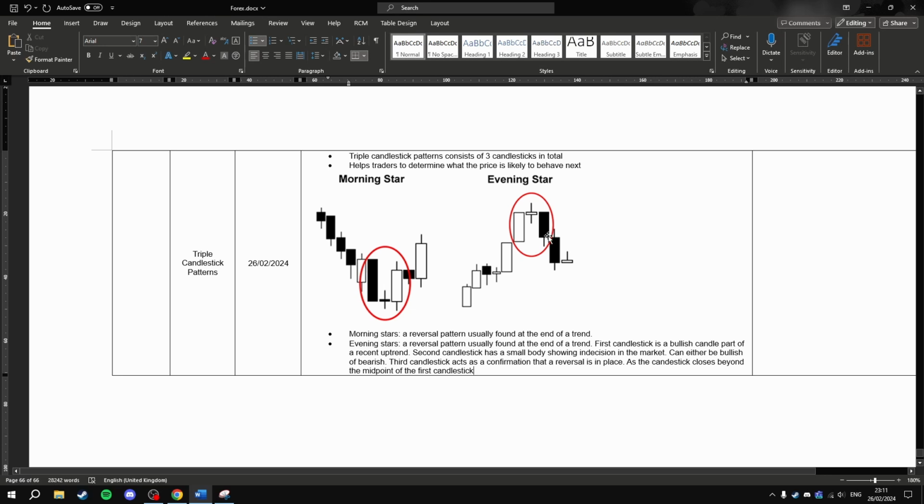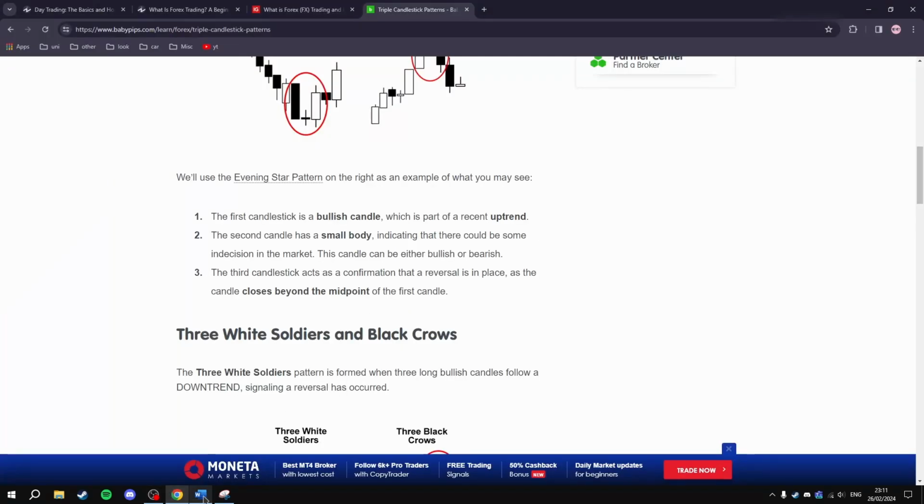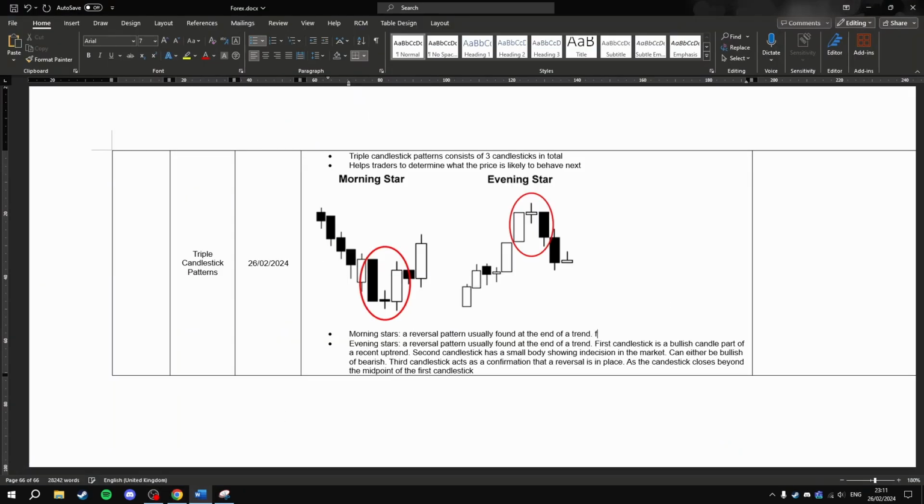I don't like how they worded it as beyond, because beyond as in what, lower? I'm assuming it means lower, right? Because it's lower than the midpoint here, so it should be lower, yeah. Same for the morning stars.